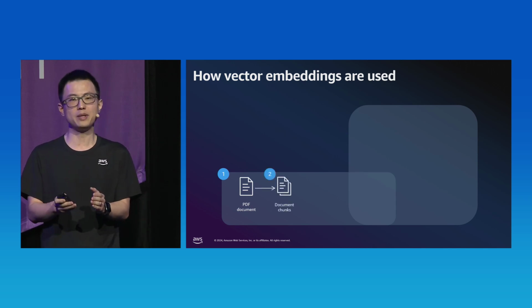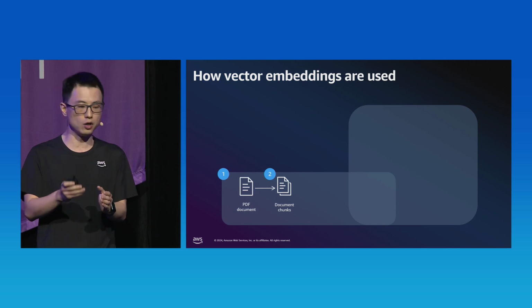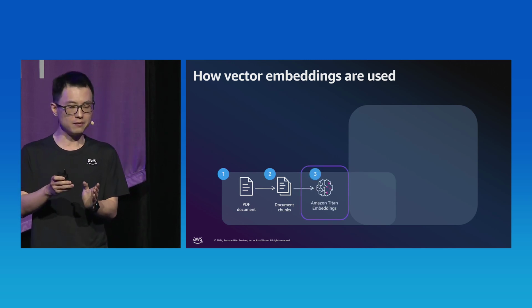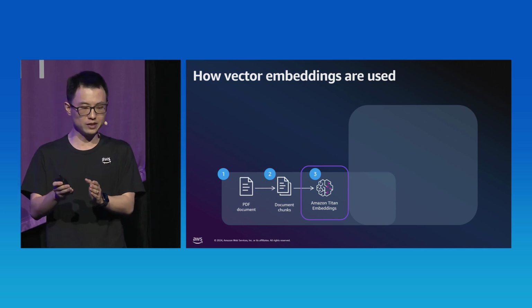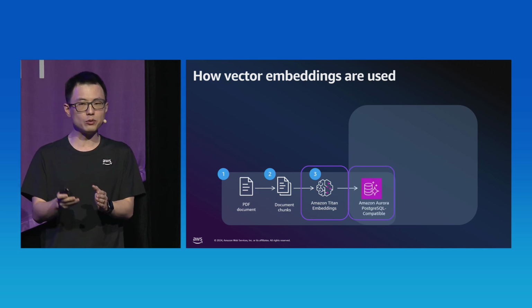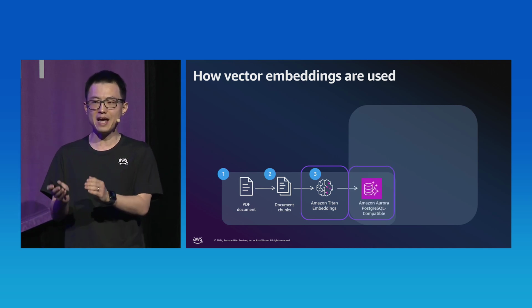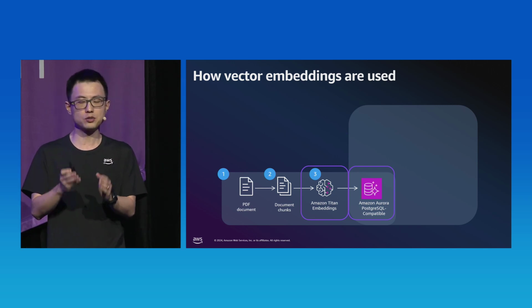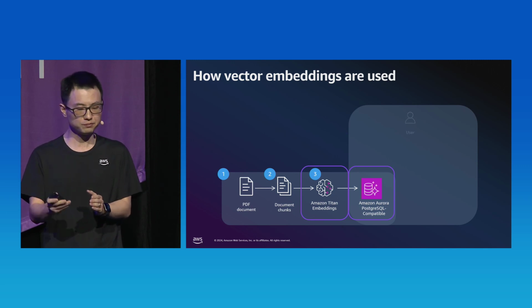And then you split the document into smaller chunks. After that, you can call embedding models, for example, the Amazon Titan embedding models on Bedrock, to generate the embeddings and then store the embeddings into a vector store. So usually we will choose PostgreSQL as a vector store.